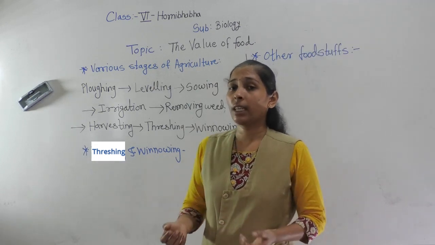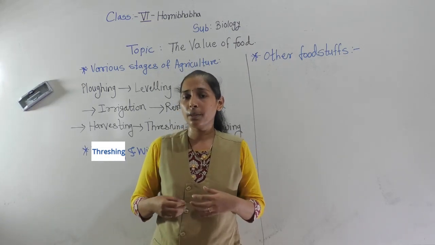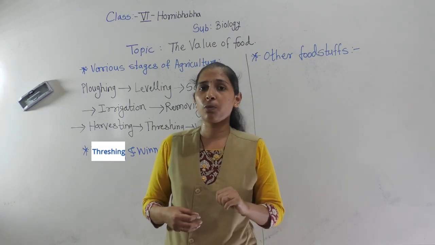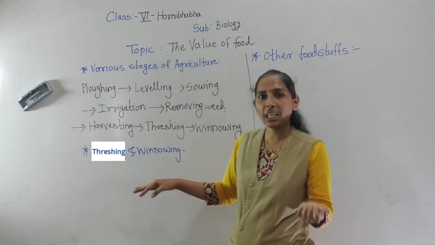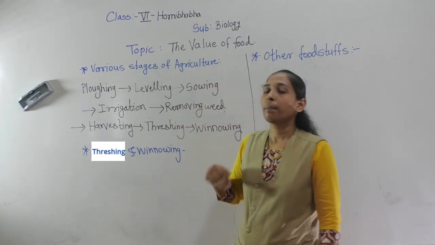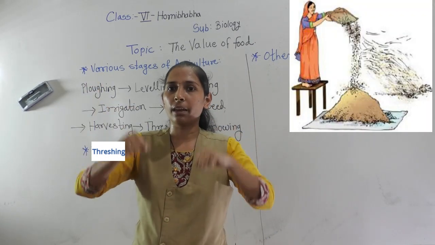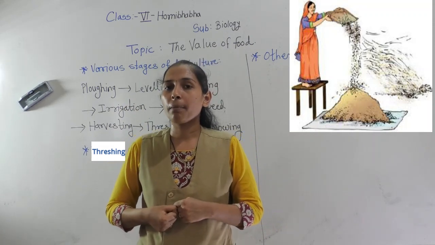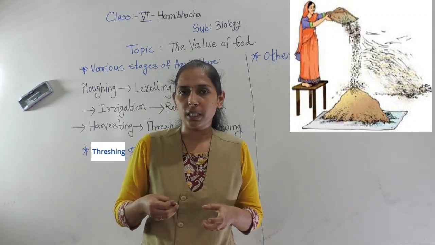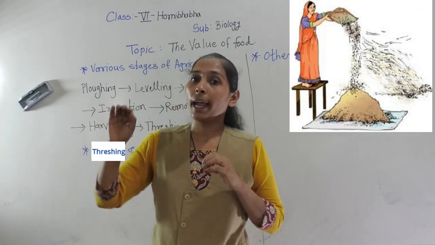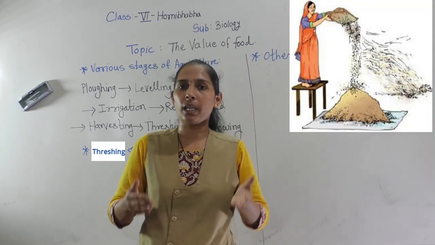But we can say that not all farmers have machines, and it is quite expensive also. So all the farmers cannot use the machine for threshing and winnowing. Threshing can be done with the help of animals also. And for winnowing, the person has to stand a little bit high, and from that height they have to throw the grains downward. Because of the air, what happens? The chaff, or the removed seed coats of the seeds, gets blown away with the help of the air, and the clean grains fall down, and we get a heap of the clean grains.